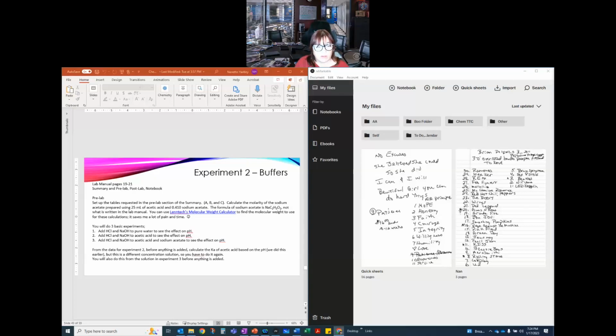You're going to calculate the molarity of the sodium acetate prepared using 25 milliliters of 0.41 molar acetic acid and 0.410 grams of sodium acetate. The formula of sodium acetate is NaC2H3O2, not what is written in the lab manual. There is a typo in that.